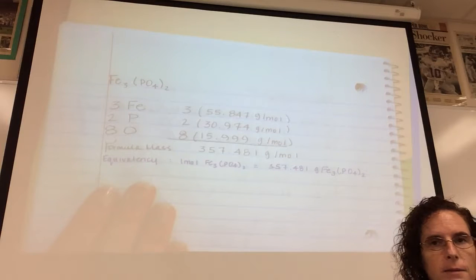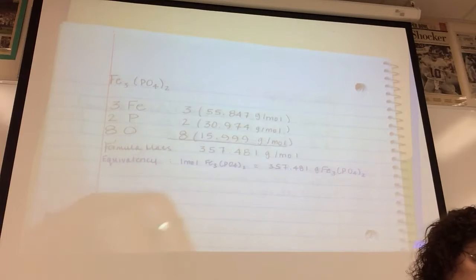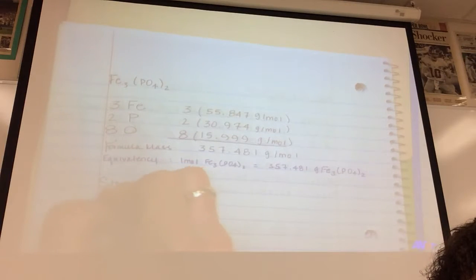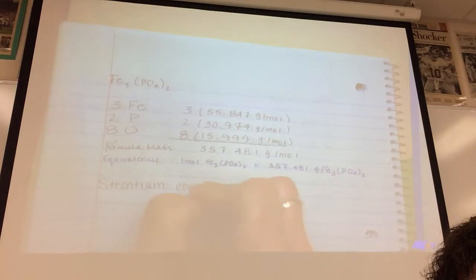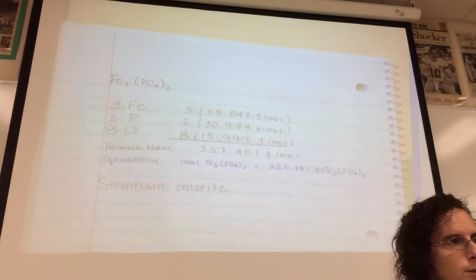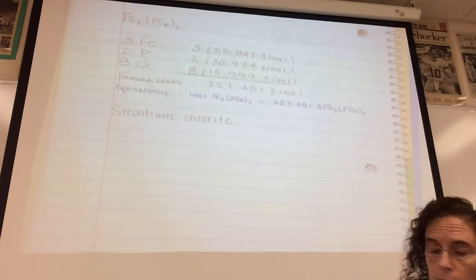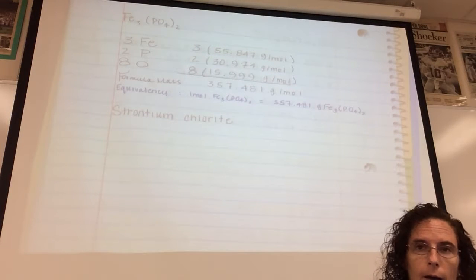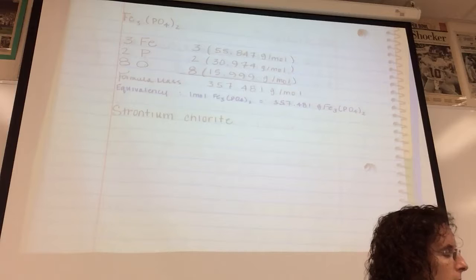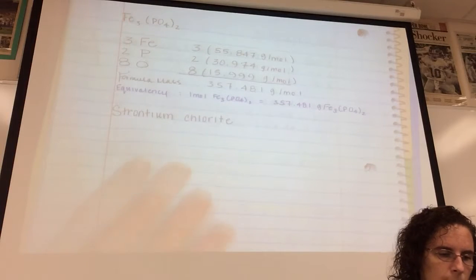Questions on formula mass? Right, there's another problem here. It's for strontium chloride. Do you want to do it together or you want to try it? Try? Okay. I'm going to flip screens in a minute because it'll be on the screen and I can work it out for you. Actually, I think I have it worked out, so I can just leave that there.